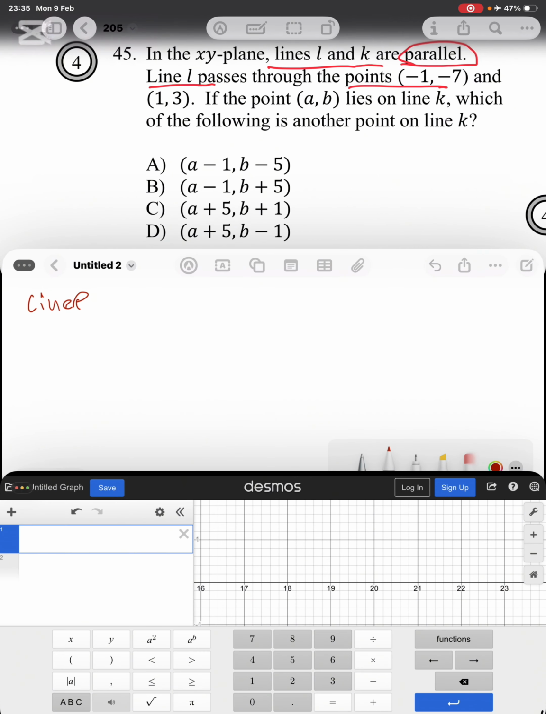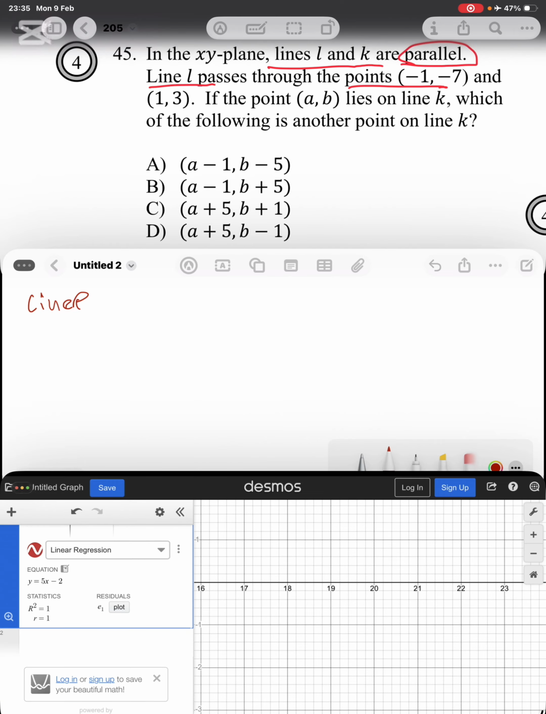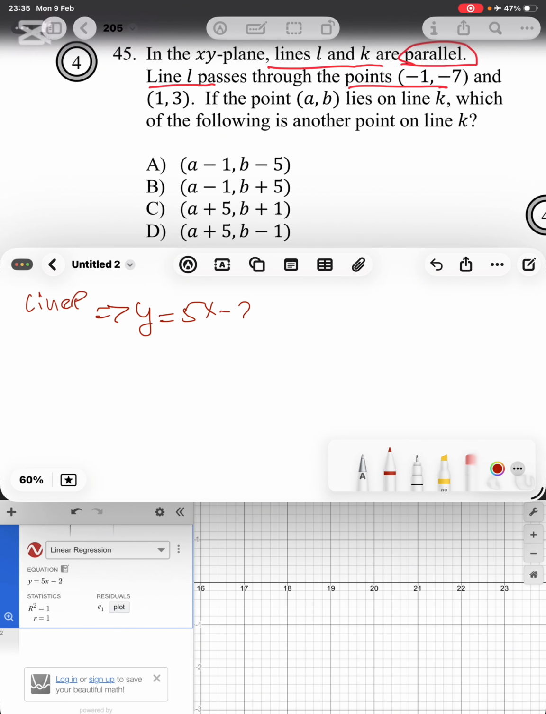From Desmos, it's super easy right now. We simply insert the values of these expressions, 1 and 3. And from the regression, it's now clear: the value of y is going to be y equals 5x minus 2, right?